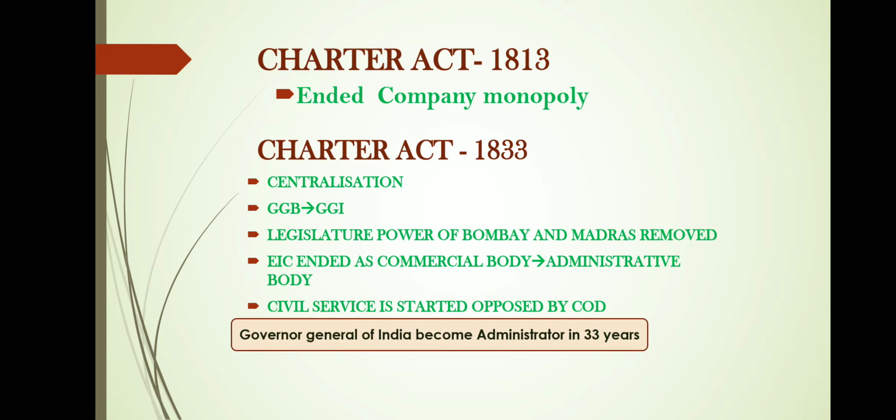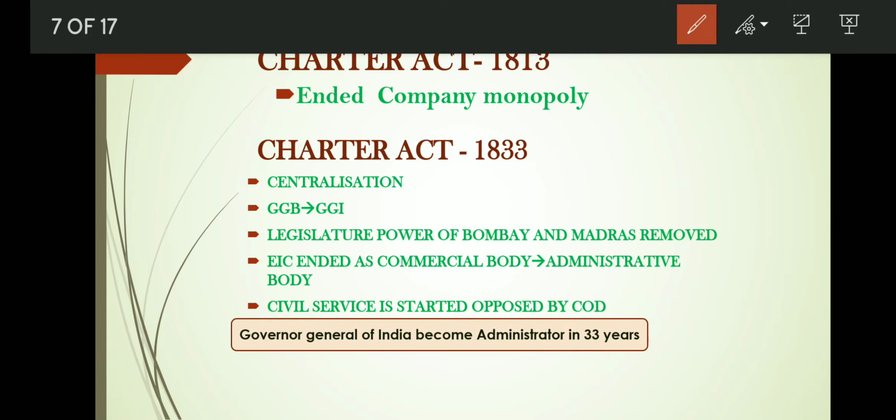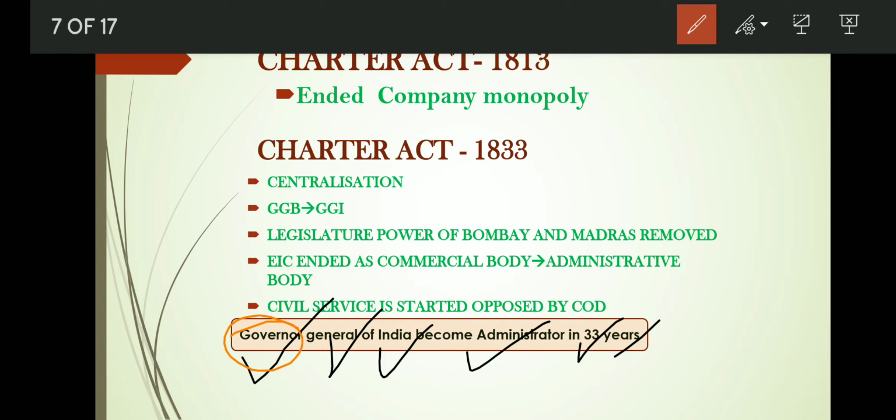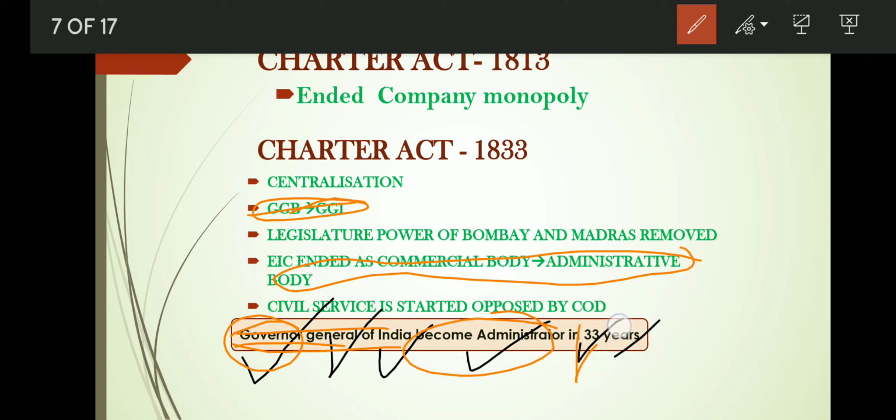So there is one trick for this. Governor General of India became administrative in 33. GGI, Governor General of India, is converted and becomes an administrative body in 33, that is the Charter Act of 1833. Other points you have to remember, but these are the important points with the trick.